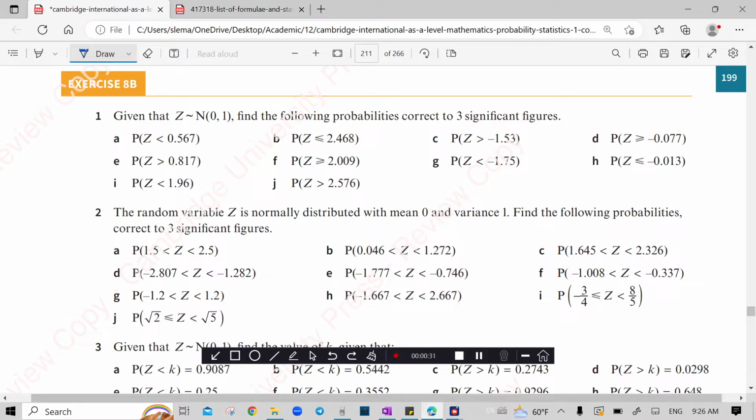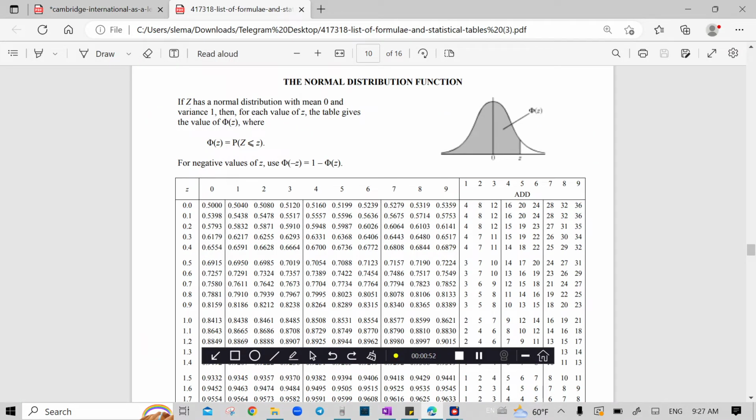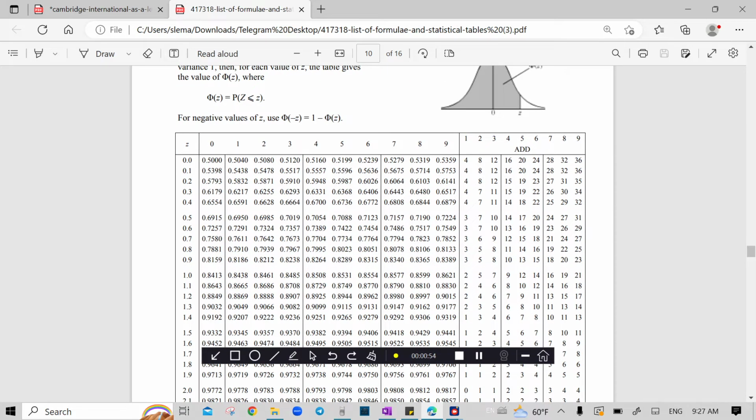Probability of Z less than 0.567. This probability of Z less than 0.567 is equal to phi of 0.567. This phi means go to the table, search for this number 0.567. This is the table, the normal table. So I'm going to see the value of Z. 0.5 is here, so I'm going to check this row.